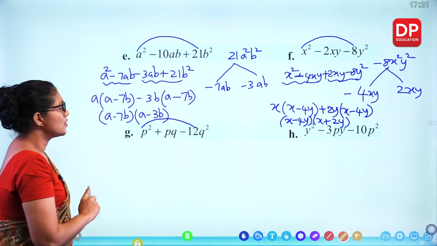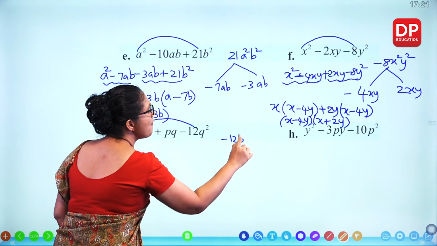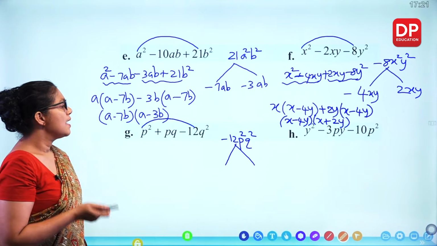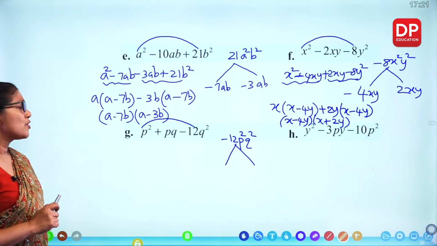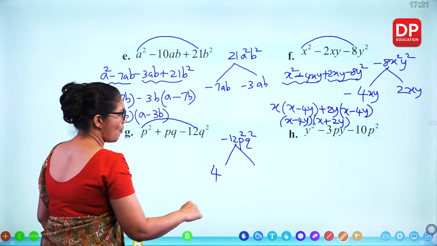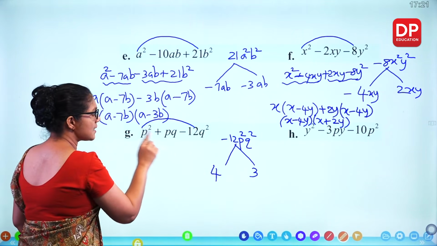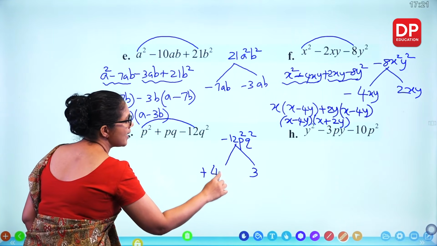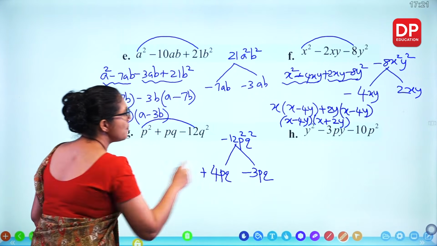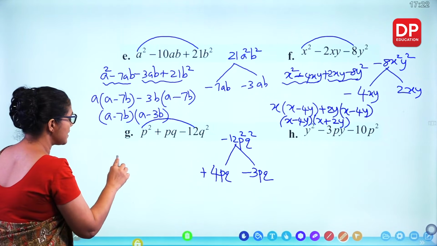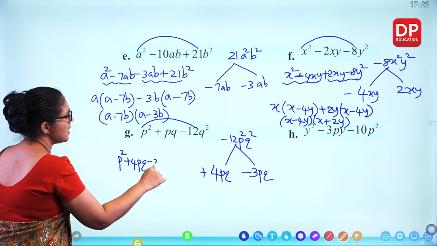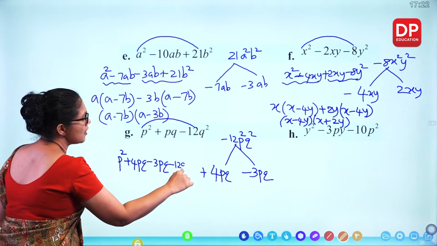Now when you look at this one, what are the factors? You get minus 12p squared q squared. So here the middle term is positive. That means the larger number should be positive. So what are the factors of 12? I can say 4 and 3, but the larger number should be positive. So I can write 4pq and 3pq, and this should be negative. So split the middle term. I can say p squared plus 4pq and minus 3pq minus 12q squared.